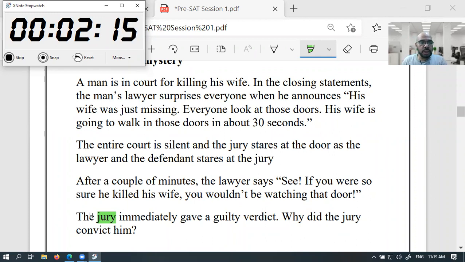So this is important for you. Jury means a group of judges. Defendant, because this is an advanced word, defendant means the suspected person, the suspected person in a court.